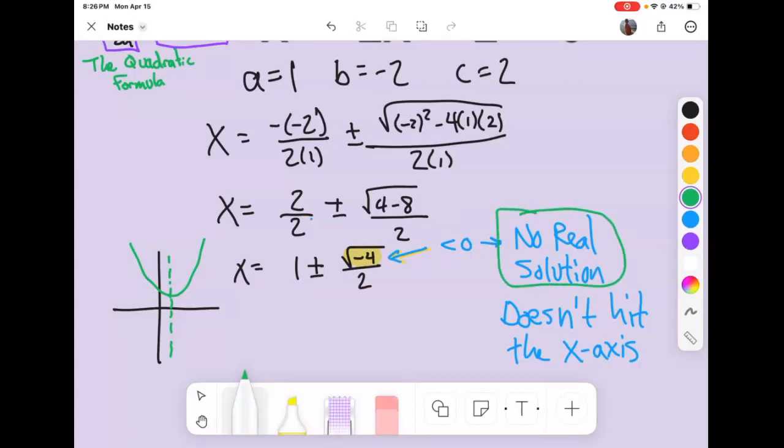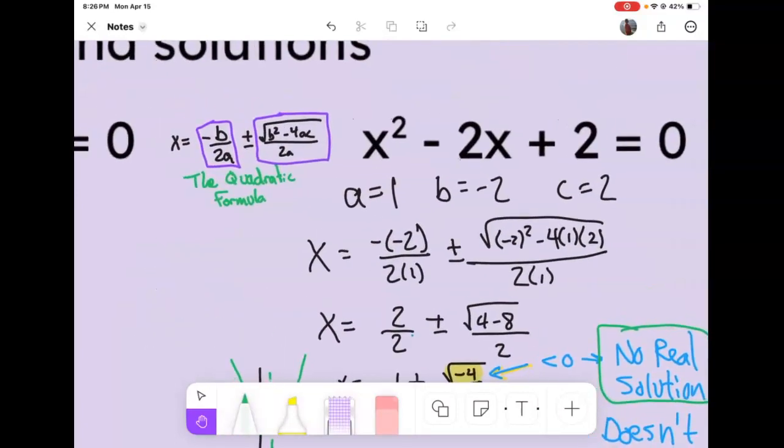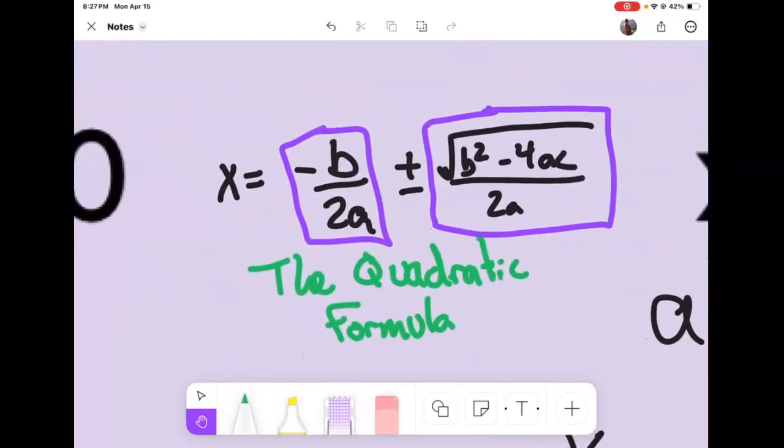So we will continue to work on these problems throughout the week, making sure that you are well aware and capable of using the quadratic formula.